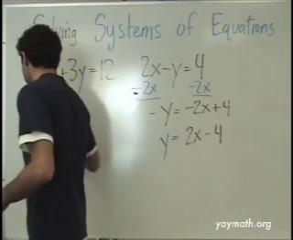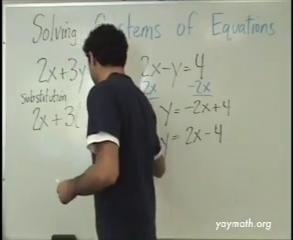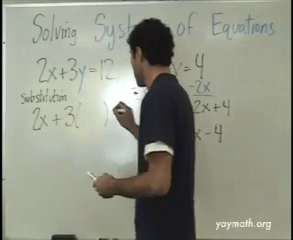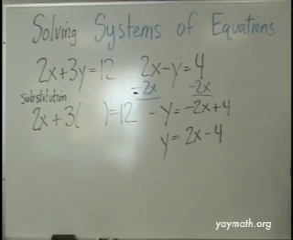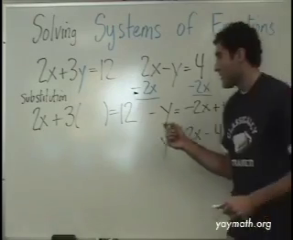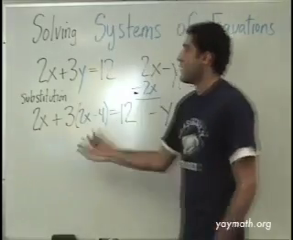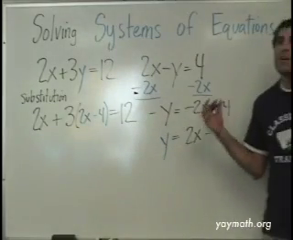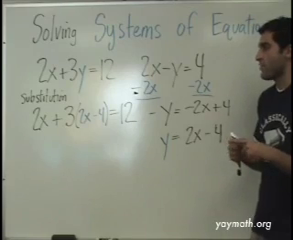So 2x plus 3 times (2x minus 4) equals 12. Notice we skipped the y. Y is not written anymore. In its place we put 2x minus 4. And now we have an equation with one variable, aka an equation we can solve.